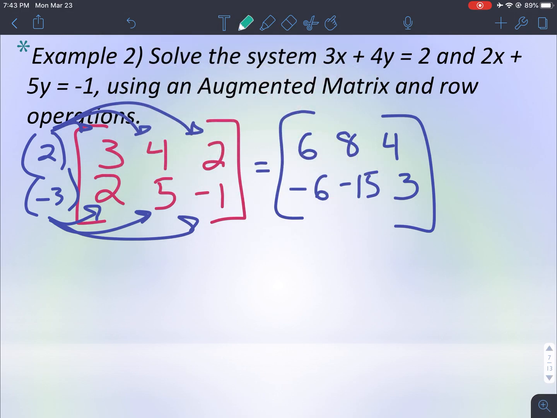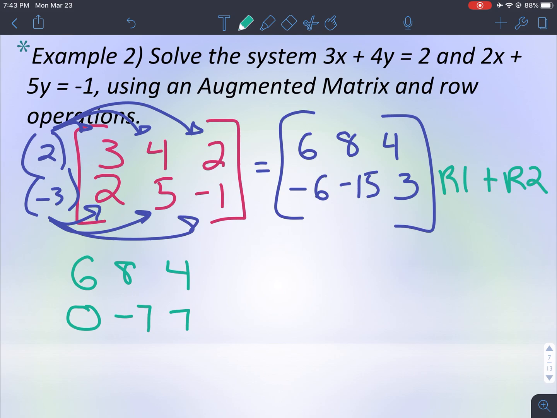It looks a little bit better, but I can see now if I put 6 and negative 6 together, then I'd get a 0 somehow. So why don't I take R1 plus R2? That will give me a matrix. Leave the first row alone, but the second row will be 0, negative 7, 7. It's getting there.